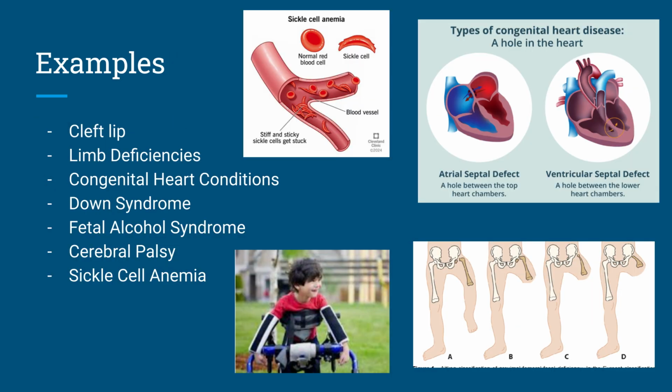And currently, there are over 7,000 known congenital abnormalities, but some of the well-known common examples you might be familiar with are cleft lip, limb deficiencies, congenital heart conditions, Down syndrome, fetal alcohol syndrome, cerebral palsy, and sickle cell anemia.